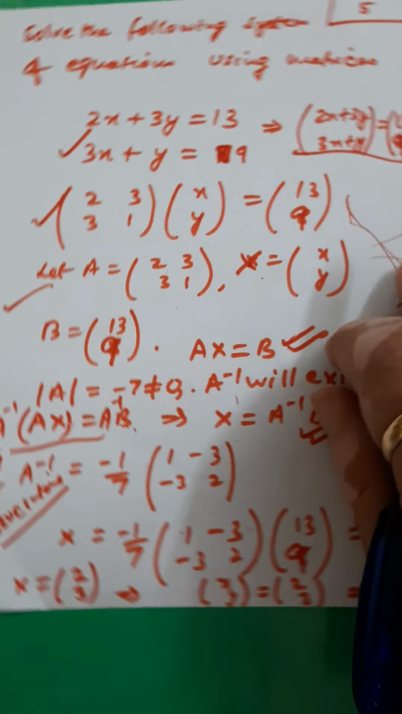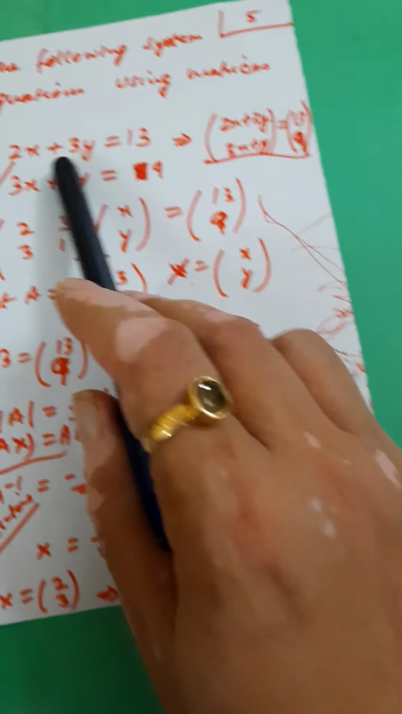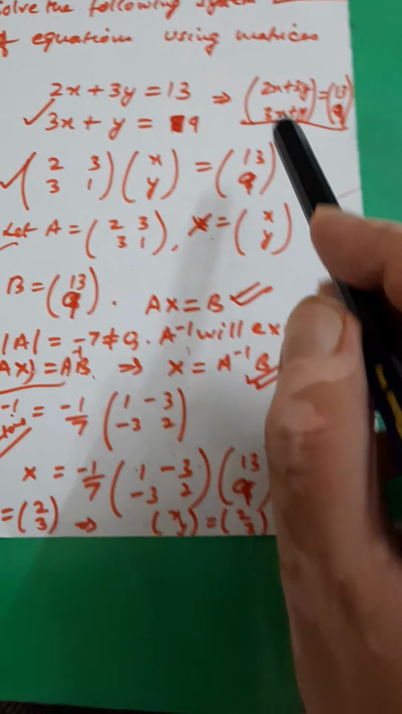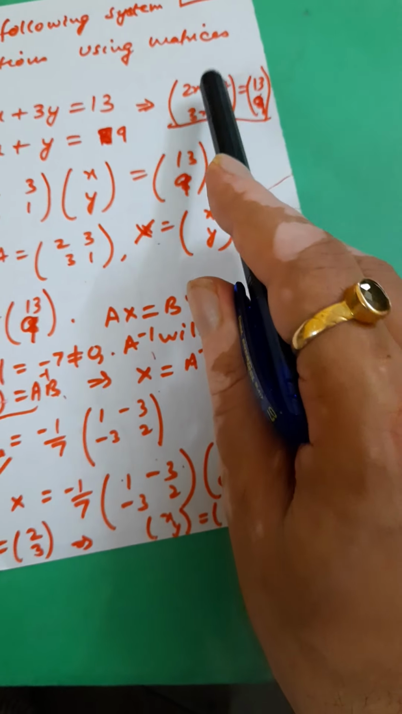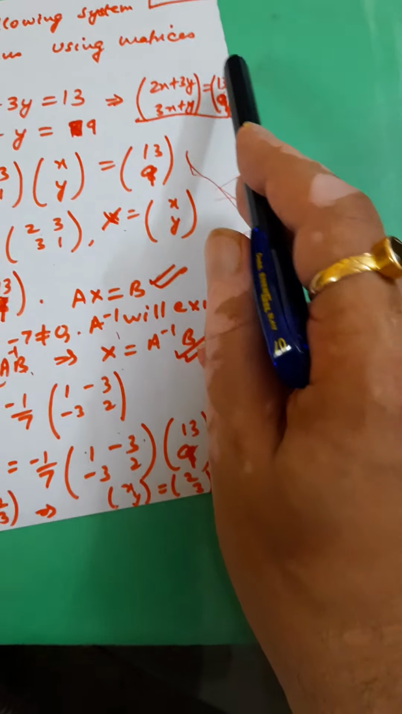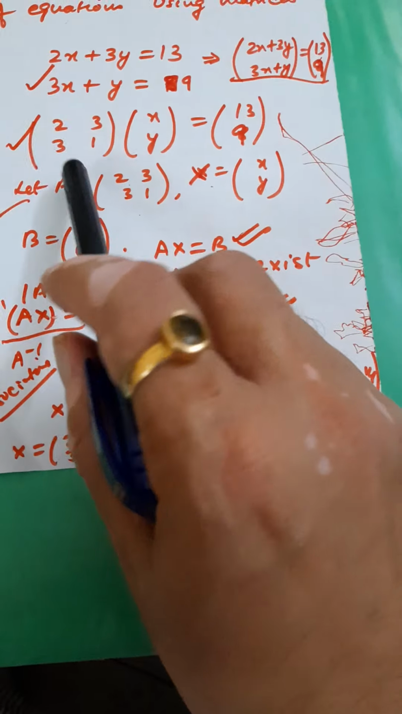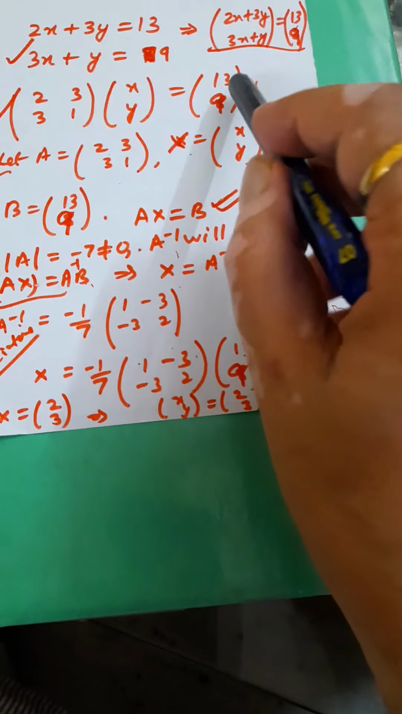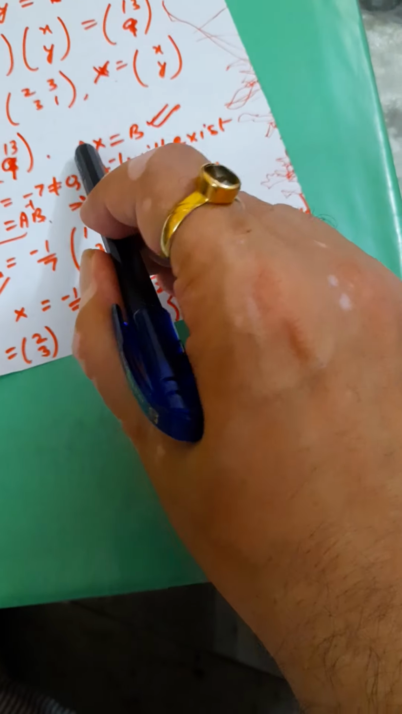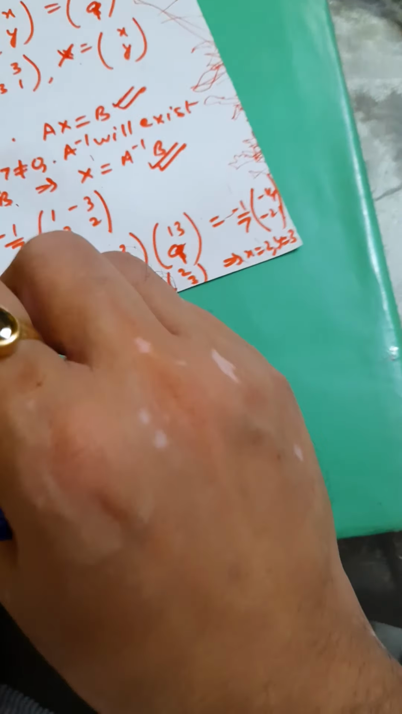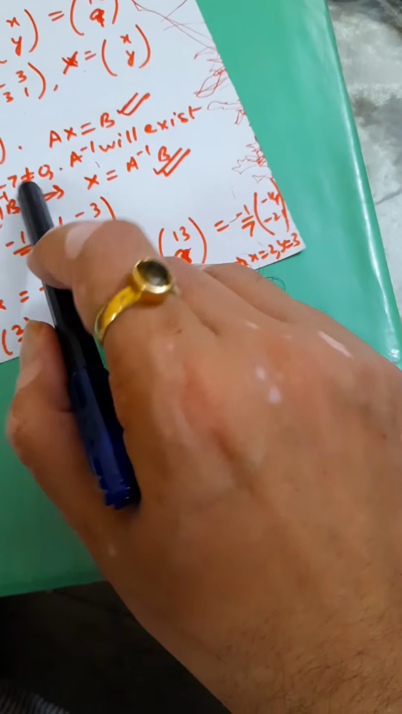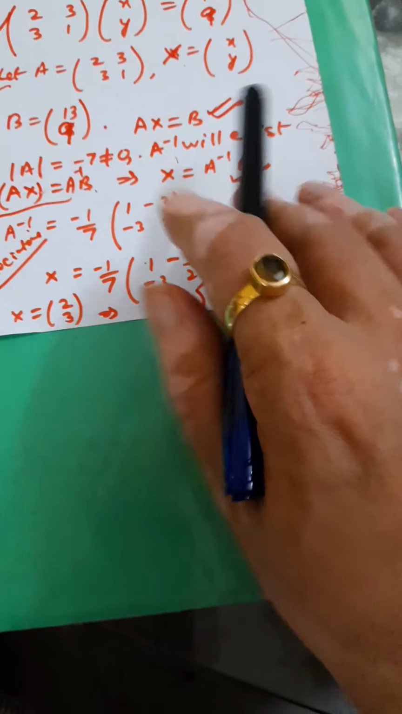Now class, you have to solve the following system of equations using matrices. 2x plus 3y is 13, 3x plus y equals 9. Now you can take this in matrix form: 2, 3, 3, 1 times x, y equals 13, 9. Take this matrix A, this matrix X, this matrix B. So you have AX equals B. Now, since determinant of A is minus 7, which is not equal to 0, A inverse will exist. Now you multiply by A inverse. As A inverse into A is identity, X is A inverse B.